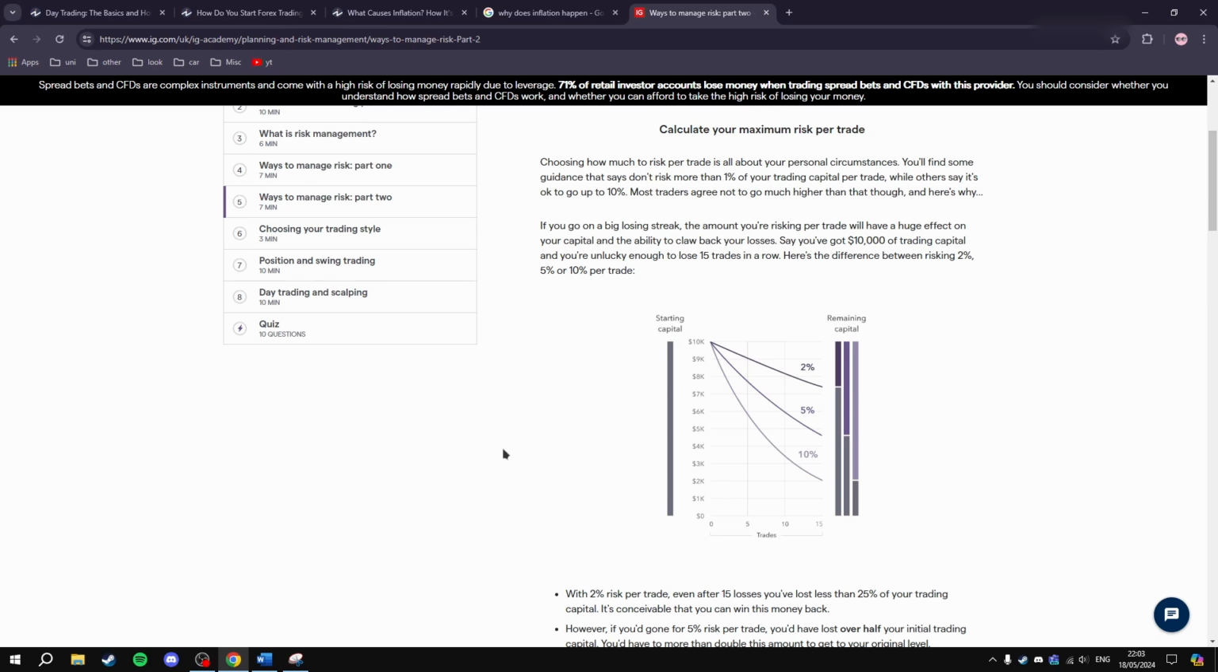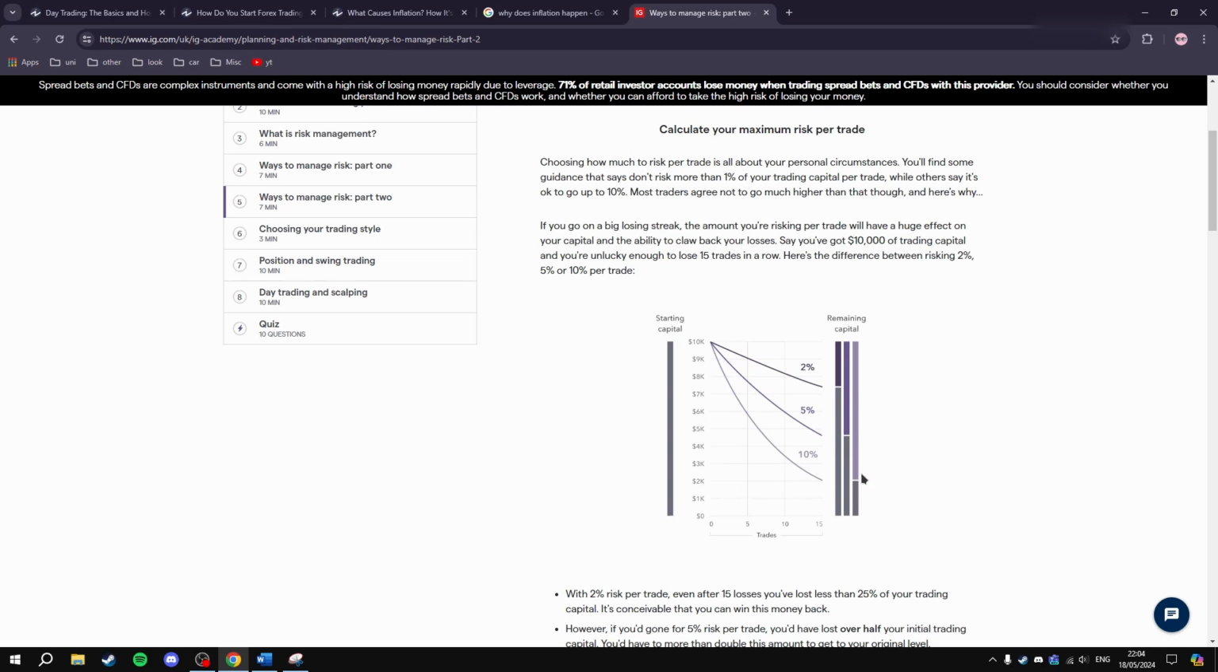Say you've got $10,000 of trading capital, and you're lucky enough to lose 15 trades in a row. Here's the difference between risking 2%, 5% or 10% per trade. Starting capital, so 2% gets you about 7.5 grand. 5% will get you about 4.5 grand. 10% will get you about 2 grand.